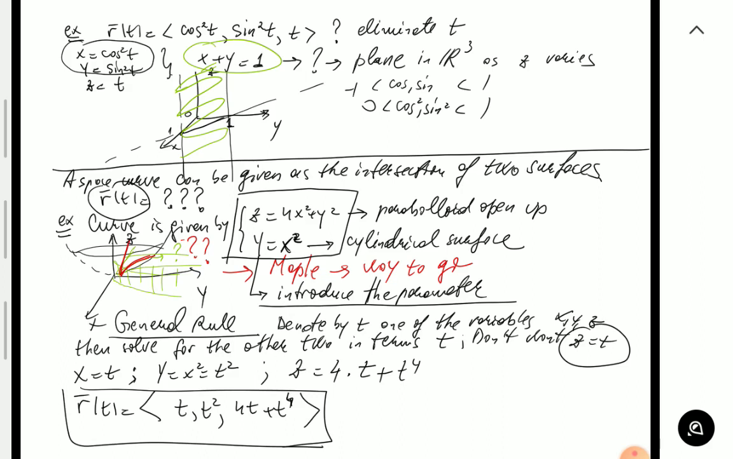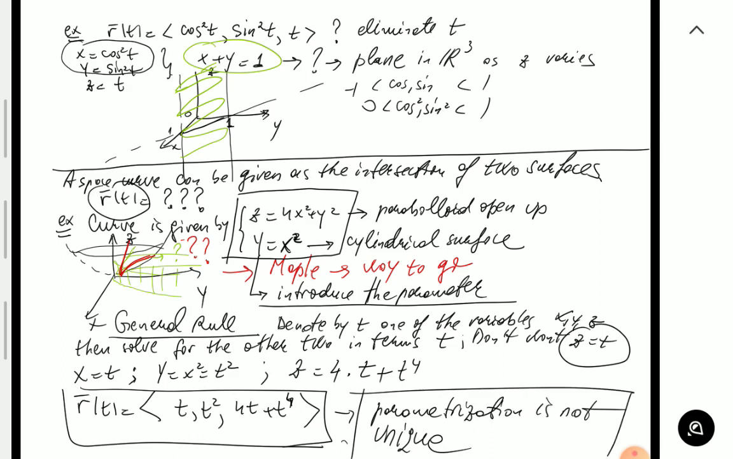But it's important, we'll get back to that later, to remember that parametrization is not unique. In other words, it's possible to write the same curve with a different choice of the parameter t. So that's it for the written part. We're going to finish with the Maple demonstration, and that's going to be it for today's lecture. See you later.